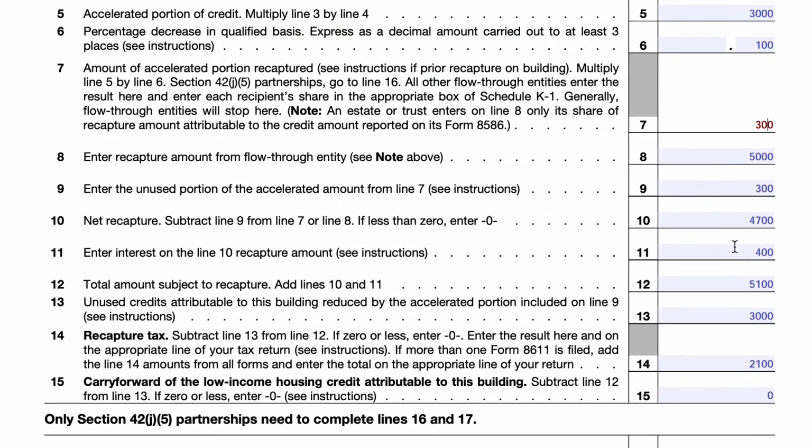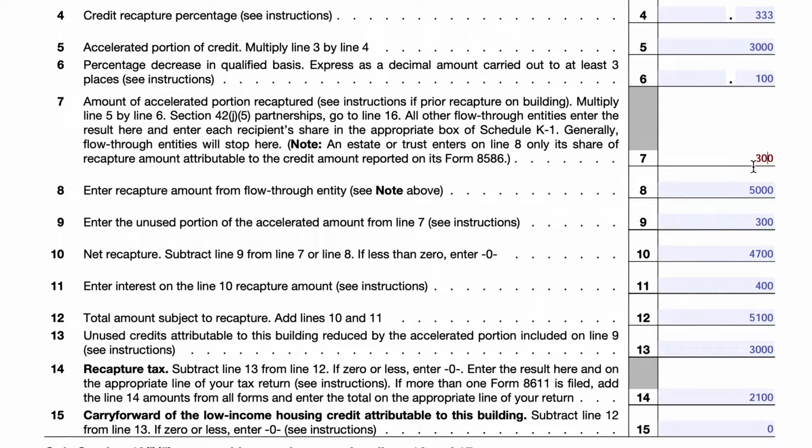And in line 8, if this is for an estate or a trust, they would only enter their share of the recapture amount attributable to the credit reported on its Form 8586. So in this case, we put $5,000. I can't think off the top of my head how this scenario would actually play out. This is just a number as a placeholder so that we can walk through the calculations.